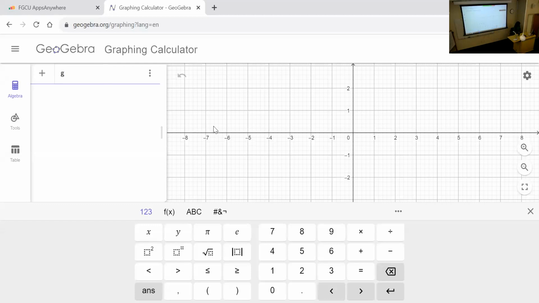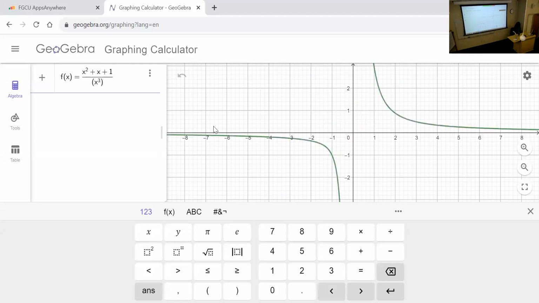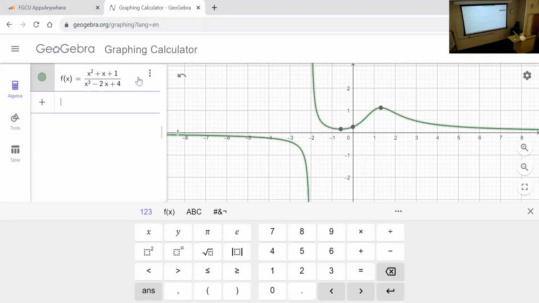So, in your calculator, you would type x squared plus x plus 1, and the denominator x cubed minus 2x plus 4. You don't have to know how to use this, but GeoGebra is actually good.